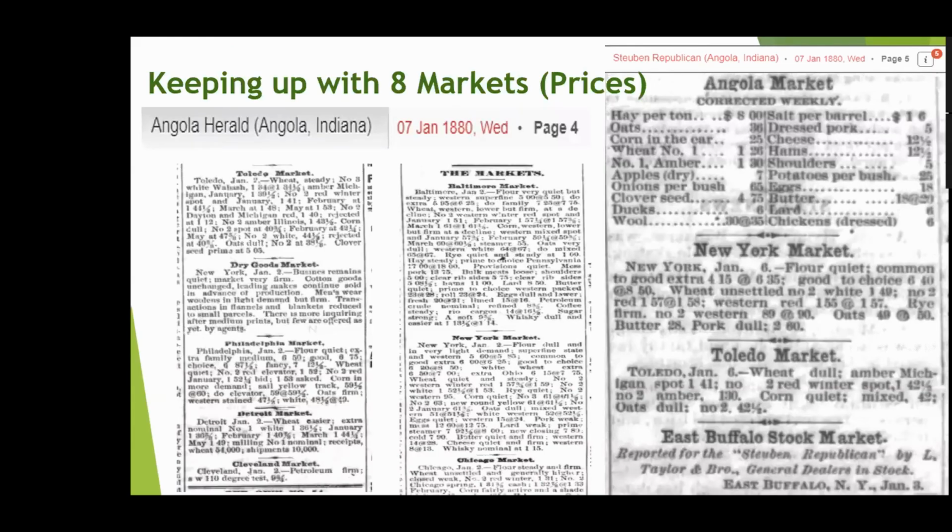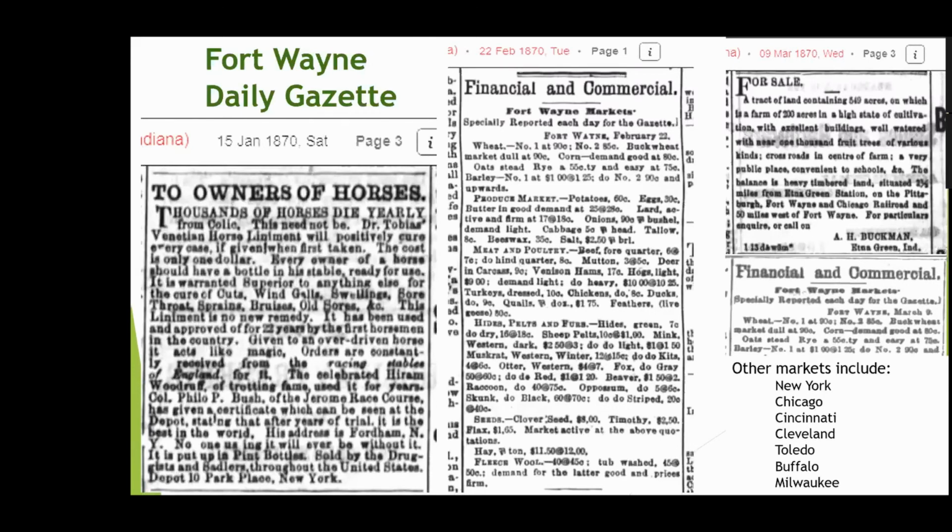And so here's another one with market prices regarding dry goods and other areas. They even have a Detroit market, Cleveland market now in here, as well as Philadelphia market in the paper in 1880. Fort Wayne Gazette, to the owners of horses, explains thousands die yearly, based on what kind of problems may cause that. So they would have to take a look at what they were trying to purchase or sell or even handle if there were horses that were ill.